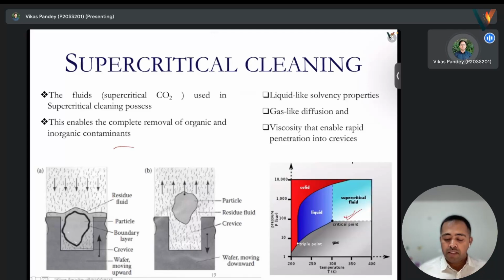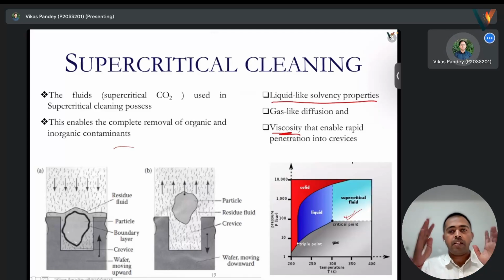It has liquid-like solvency properties. It will very easily dissolve anything, and as it also exists in gas phase, it will go into each and every point. As well as it is a bit viscous, so it is able to push the particles out. So this is a cleaning process.